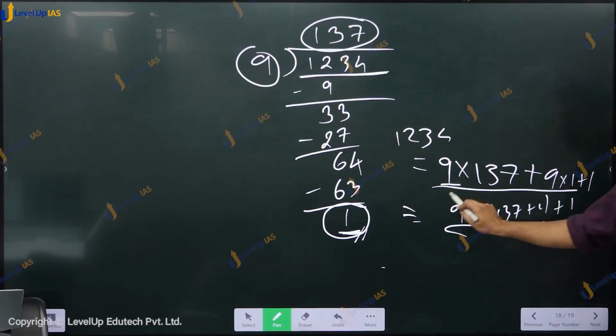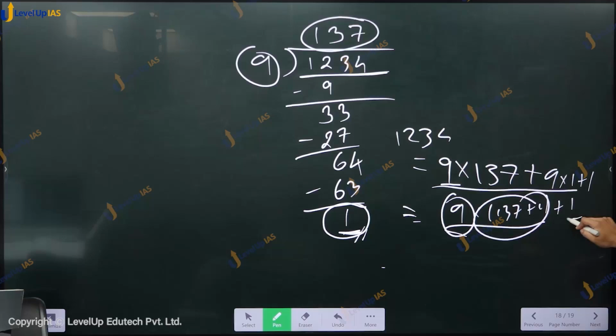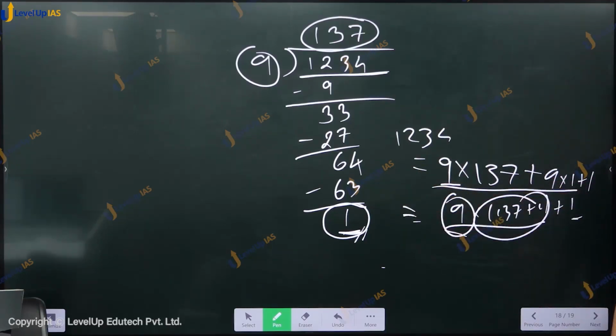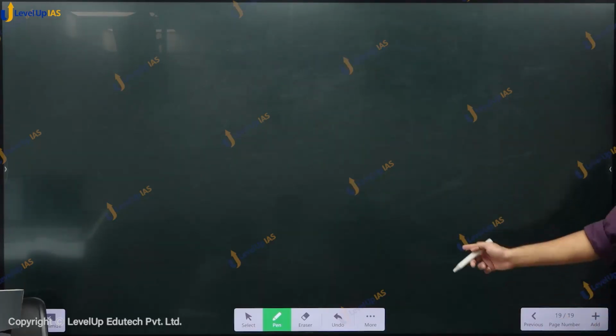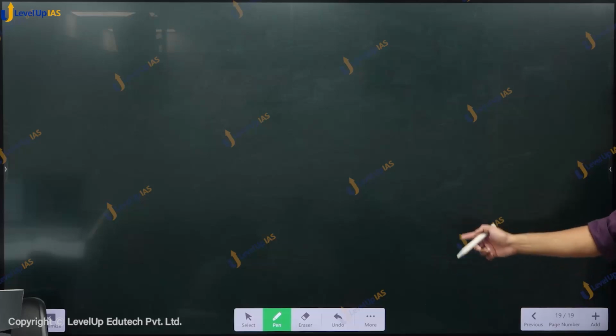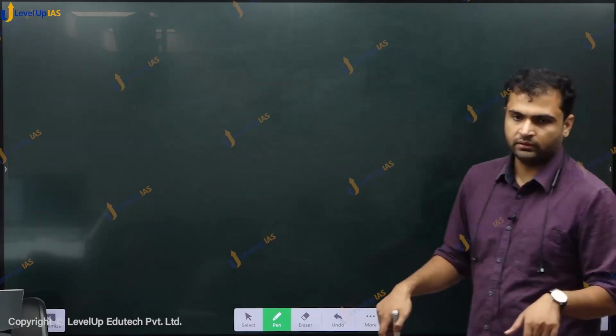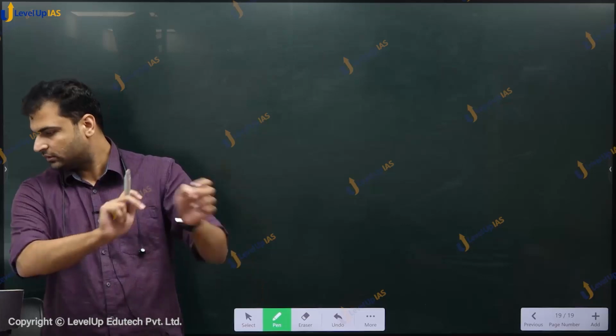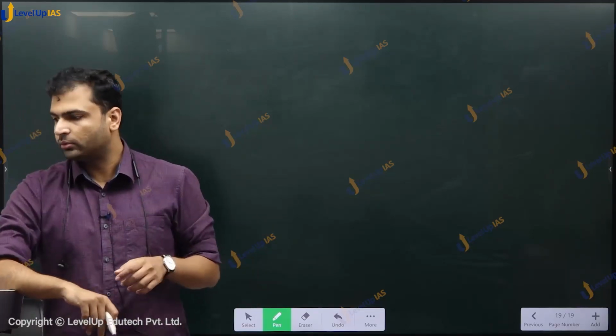So again, this is divisor, this is the new quotient, and remainder is less than 9. Remainder always has to be less than divisor. And this particular fact was used in this year's CSAT. It was important in one question. We'll see the question when we come to it.